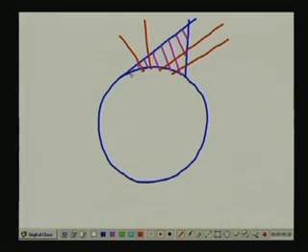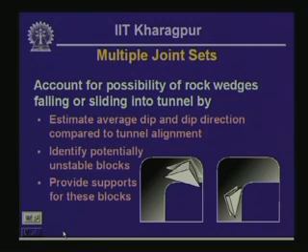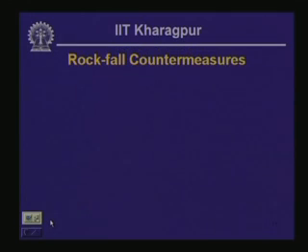Now, what you have to design is what load these individual rock bolts are going to carry. So, these are rock bolts, and also what is the length of each one of these rock bolts. So, that is one of the countermeasures often used in order to stabilize the problem of falling or sliding wedges. Okay. Now, rock fall countermeasures we discussed very briefly in the previous slide.